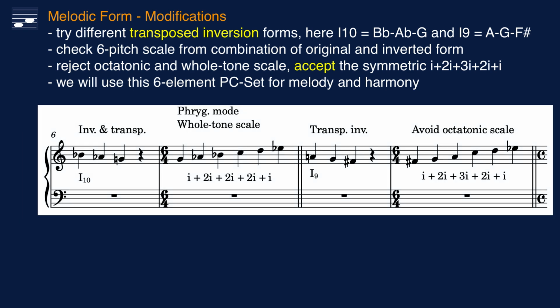So instead I decided to investigate all other inversion forms, and here you see two more options, I10 and I9, plus the 6 pitch unit scales when combined with the original form O0. The first combination has Phrygian modal scale character. I could have used this, but decided not to do so and not slip into an Andalusian music idiom. So here is the next lower option, transposition by another semitone, the I9 inversion.